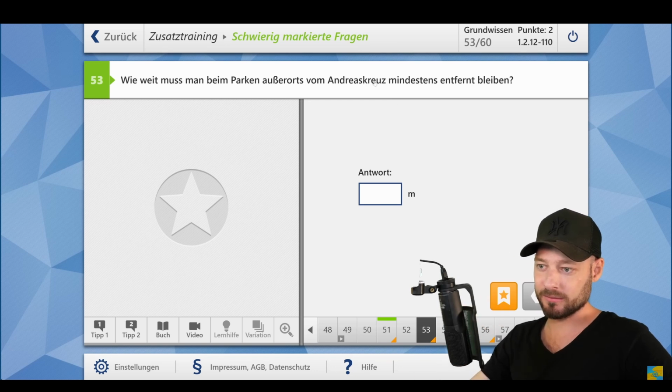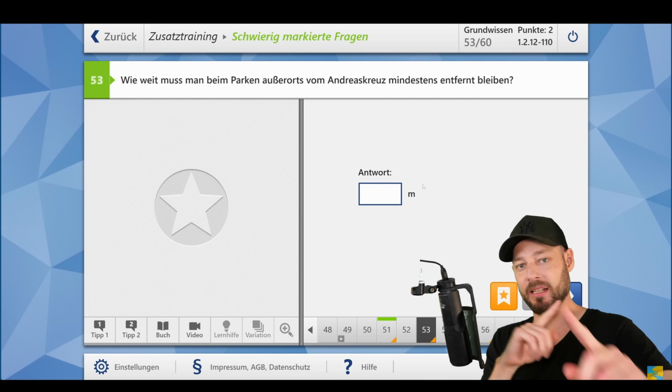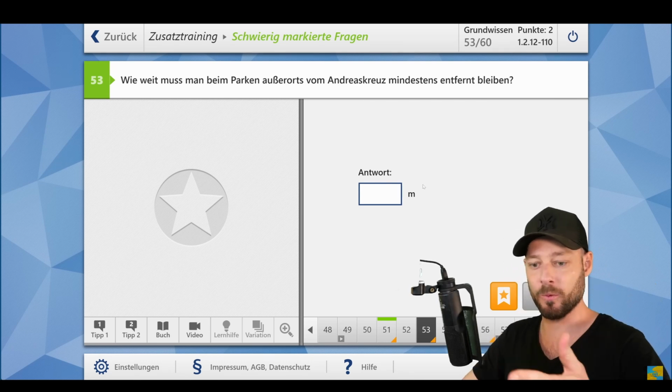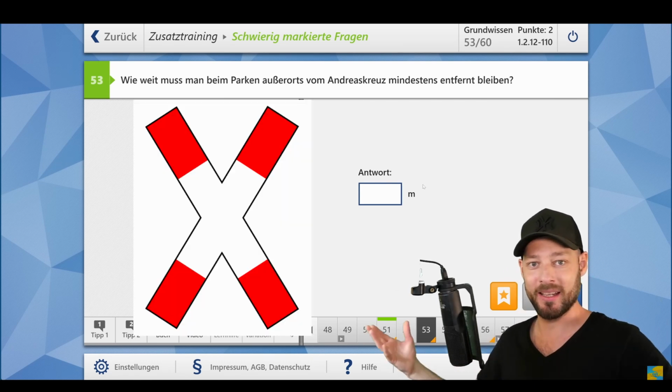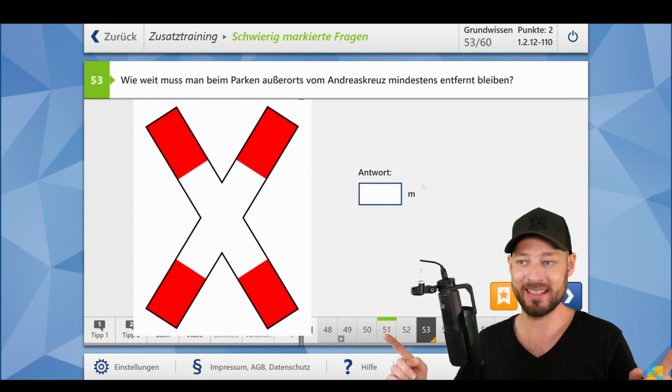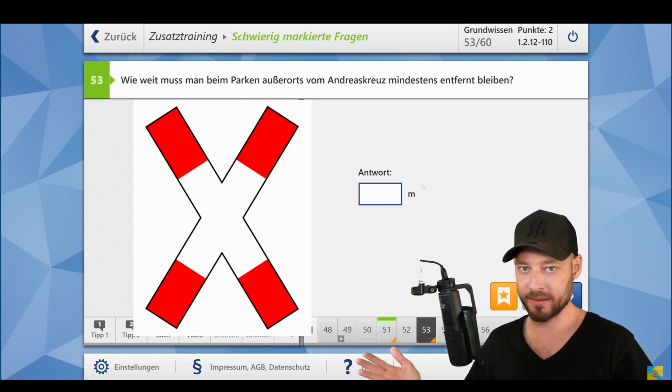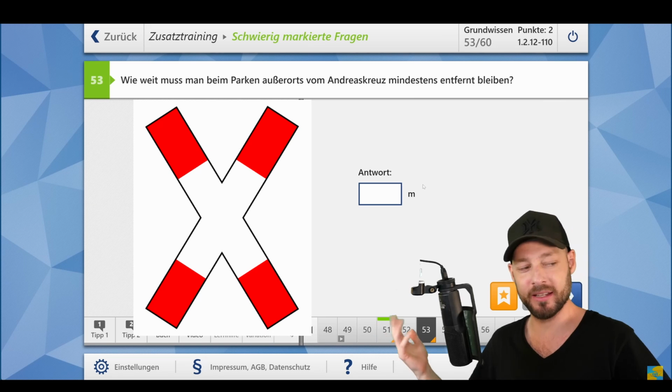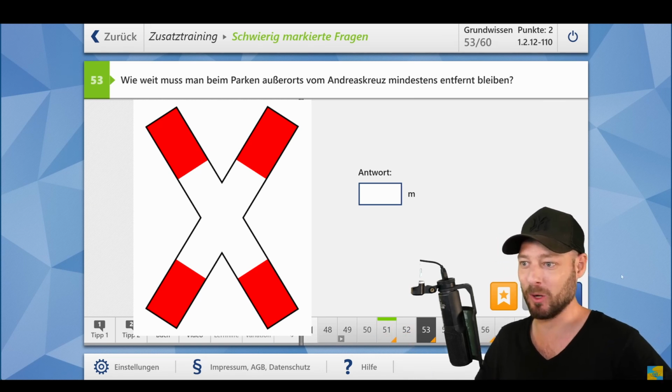How far away do you have to stay from the St. Andrew's Cross when parking outside of town? St. Andrew's Cross is the one that shows you that a no is actually not correct. Yes, the St. Andrew's Cross says that rail traffic has priority, but of course, if rail traffic has priority, then there will also be a level crossing there.